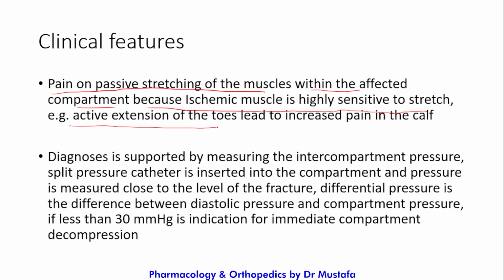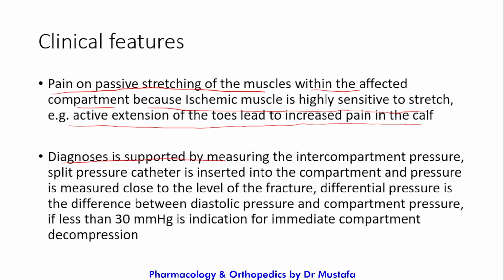So active extension of the toes leads to increased pain in the calf. Basically, the muscle with the compartment syndrome, the ischemic muscle, when you stretch it, it would be very painful to the patient. So if you suspect compartment syndrome, try to do active extension or flexion of the toes, or if it is in the forearm, you do the fingers, and this would increase the pain. If that's positive, then this would suggest compartment syndrome.